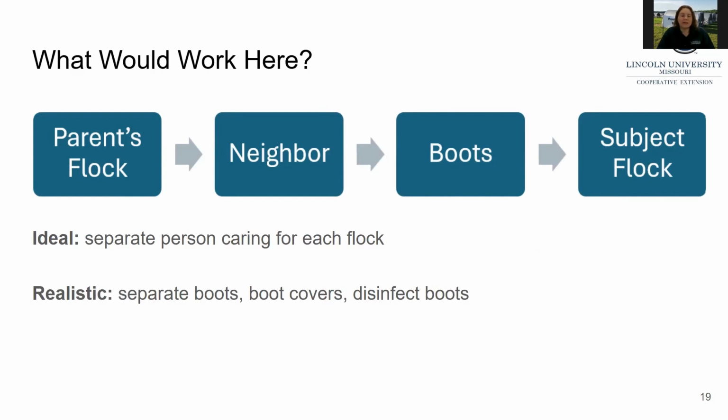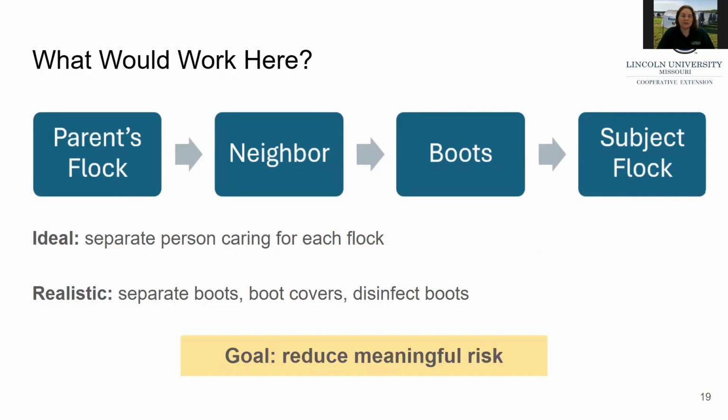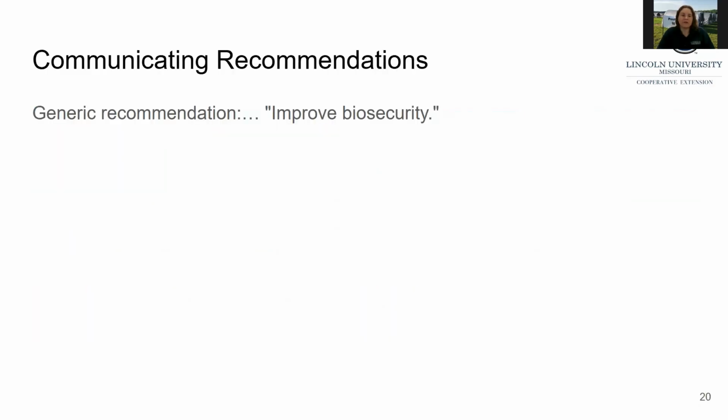We're looking for a scientifically sound, realistic way to reduce meaningful risk. And that's especially important with small flocks. Our recommendations need to be something the producer can actually carry out consistently. That's part of our job as professionals, translating a potential pathway into an intervention that makes sense for the situation we're actually looking at. So far, we've focused on identifying a potential pathway and finding opportunities to interrupt it.